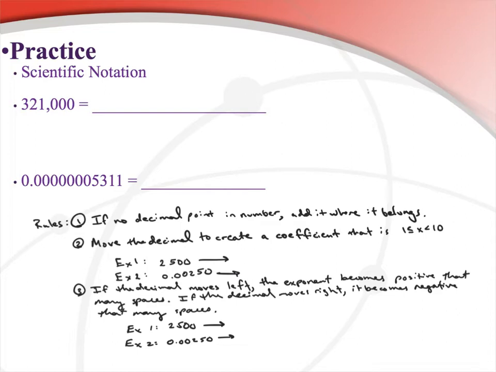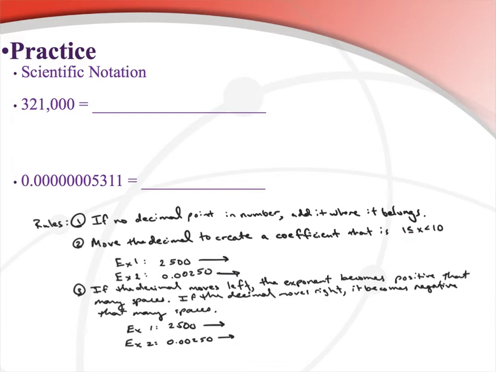Okay, so the rules are, number one, if there is no decimal point in the number, add it where it belongs. So if your number doesn't have a decimal, put the decimal where it should be. So that's rule one. Rule two, move the decimal to create a coefficient that is between 1 and 10. It can equal 1, but it cannot equal 10.